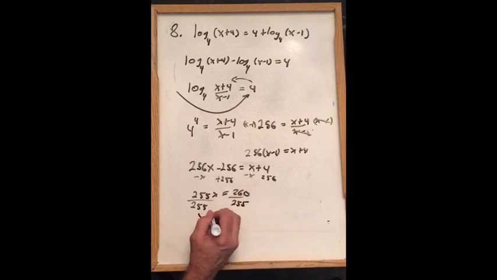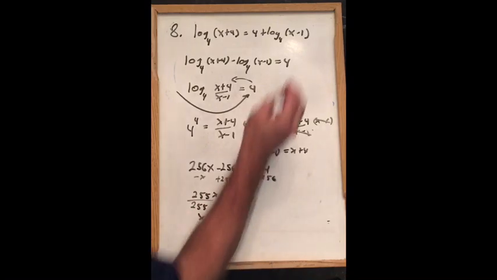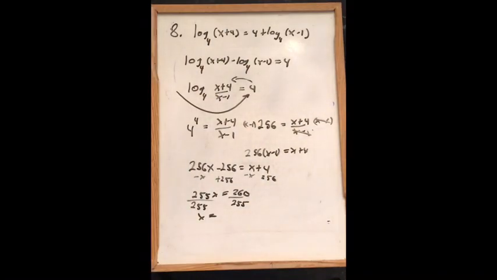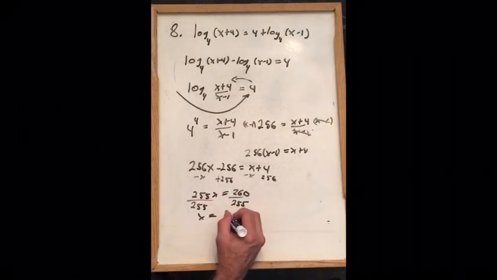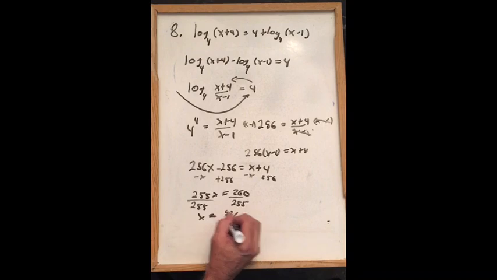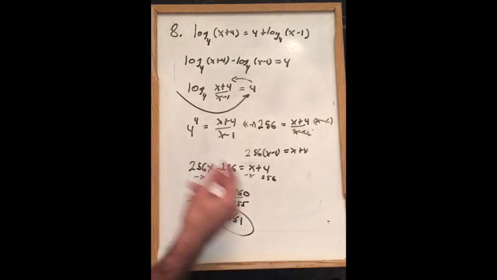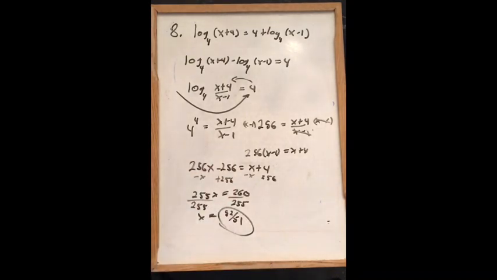255 and 260 are both divisible by 5 for sure. Let me just check on the calculator real fast since I'm being a bit lazy, and I can do this faster on my calculator anyway. So it is 52 over 51. That's just using the calculator to divide that out. Okay. And yes, you can use your calculator on the fly. Okay, there's number 8.